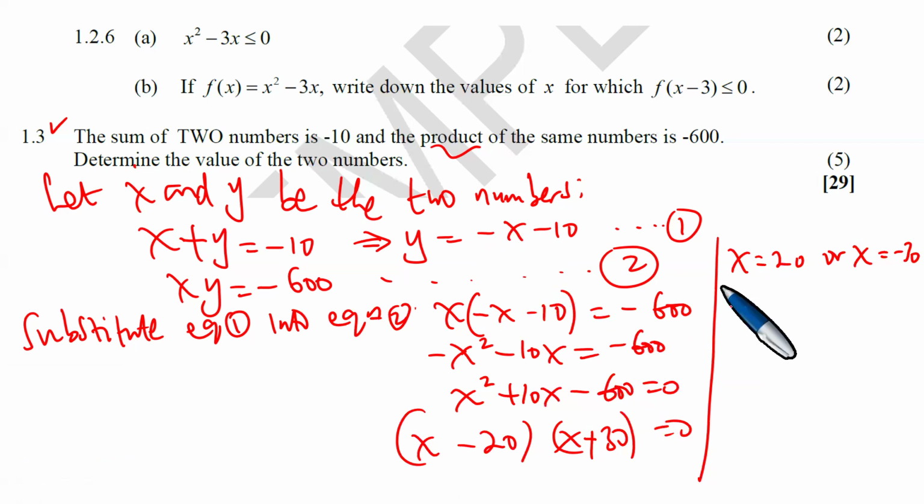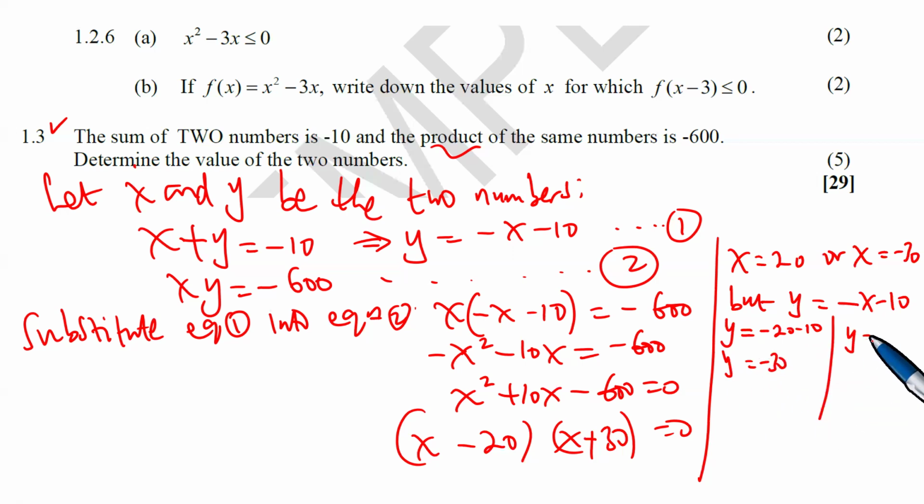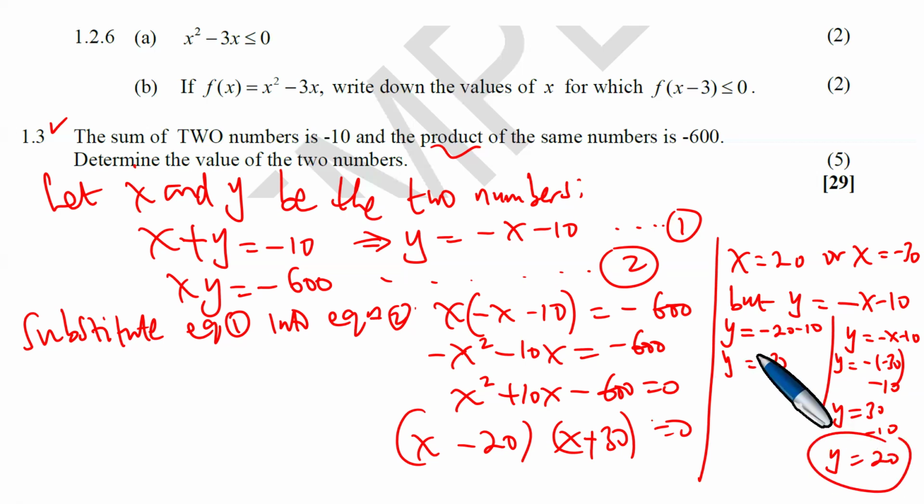And then obviously we know that y is minus x minus 10. With x equal to 20, y is minus 20 minus 10, which is minus 30. Or with x equal to minus 30, y is minus x minus 10, so y is minus times minus 30, which is 30, minus 10. What is 30 minus 10? It is 20. So y is 20.